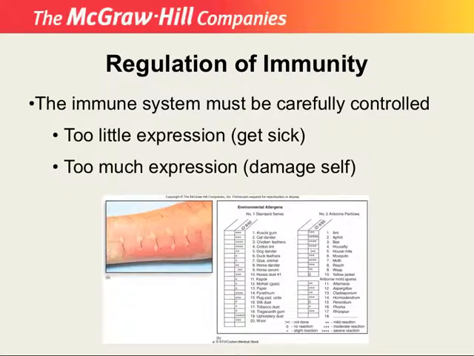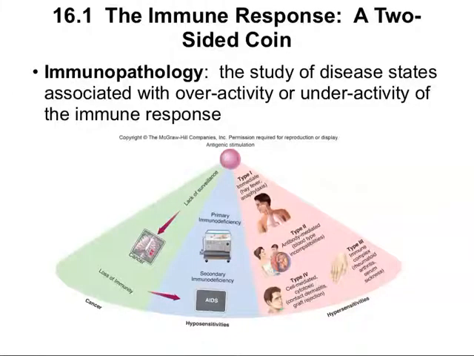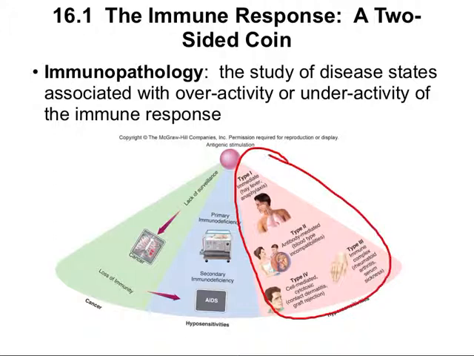The immune system has to be carefully controlled. If we have too little expression, we'll get sick from pathogens. But if there's too much expression, we can damage our own tissues. So immunopathology is the study of disease states that are associated with overactivity or underactivity of the immune response. In this pink area here, we see a region where we have overreactivity.